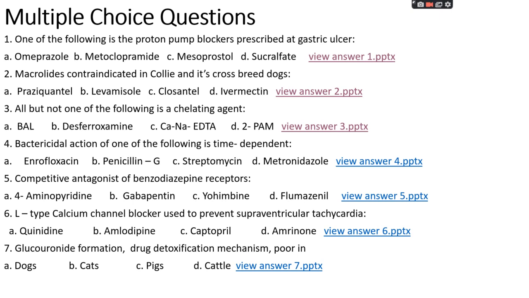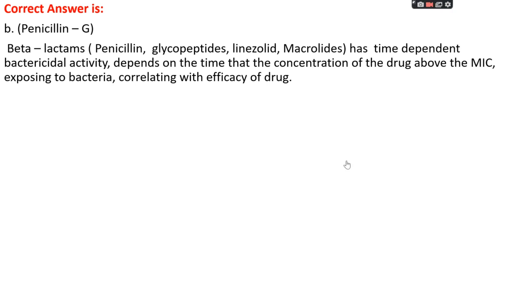Question number four: the bactericidal action of which of the following is time dependent? Option A, enrofloxacin. Option B, penicillin G. Option C, streptomycin. Option D, metronidazole. The right answer is option B, penicillin G. Beta-lactams such as penicillin, glycopeptides, linezolid, and macrolides have time-dependent bactericidal activity. That means their bactericidal activity depends on the time for which the drug concentration remains above the minimum inhibitory or minimum killing concentration.